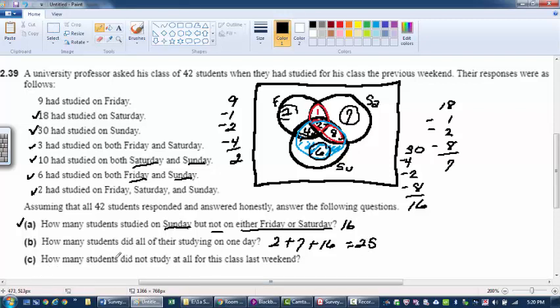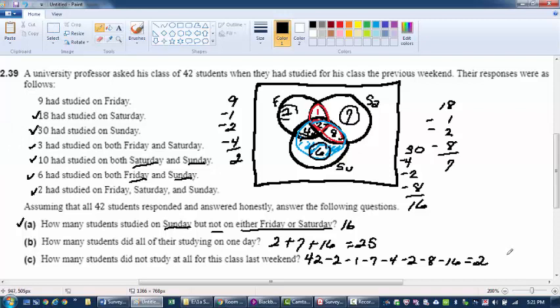C, how many students did not study at all for this course? So what we need to do is take our 42 and subtract all of the numbers. So we need to subtract the 2, minus 1, minus 7, minus 4, minus 2, minus 8, minus 16. And that will leave us with 2 students who did not study at all. So this type of problem is pretty straightforward. The trickiest part is remembering that you have to subtract off on those first 3 we did.